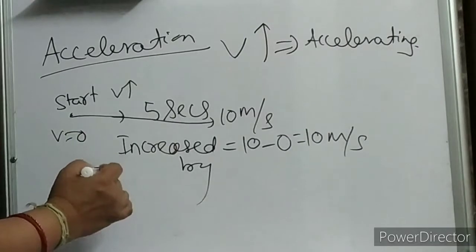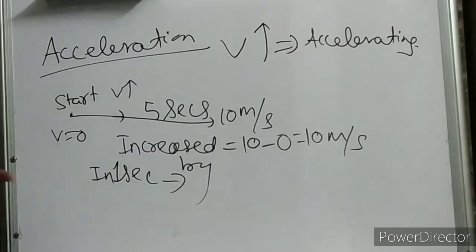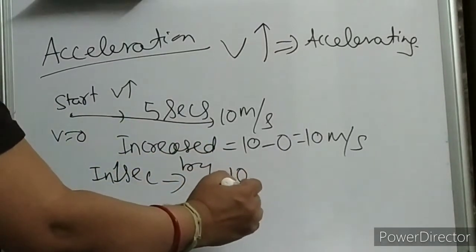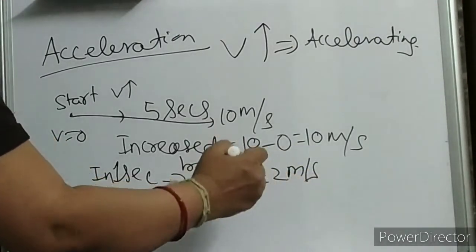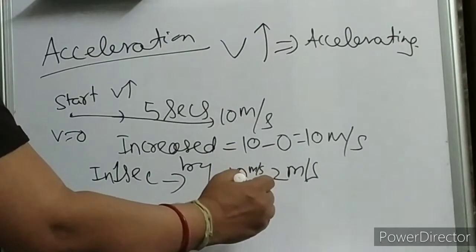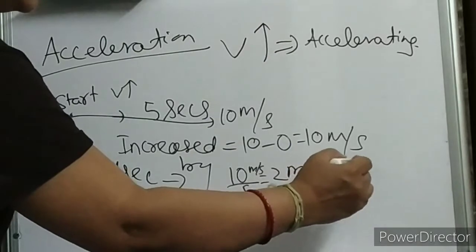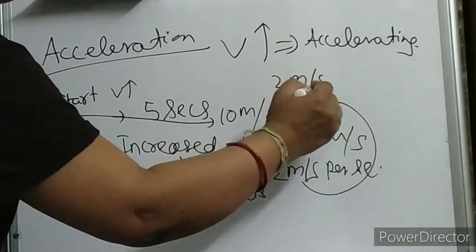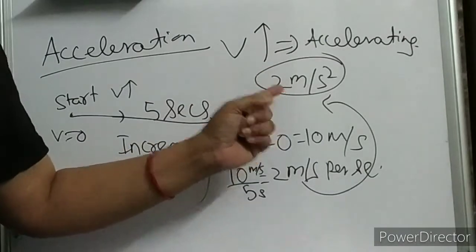Tell me, in 1 second how much? In 1 second, clear children? In 1 second the velocity increases by how much? 10 divided by 5, that is 2 meter per second, per second, because this is meter per second and this is second. So it is 2 meter per second again per second. What does it mean? This means it is 2 meter per second square. Clear children?